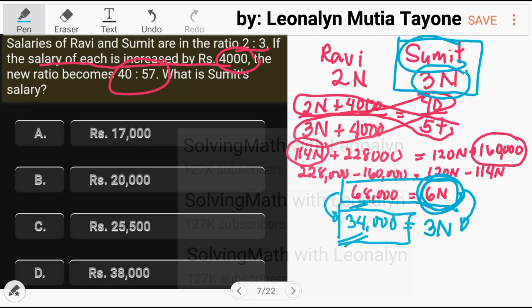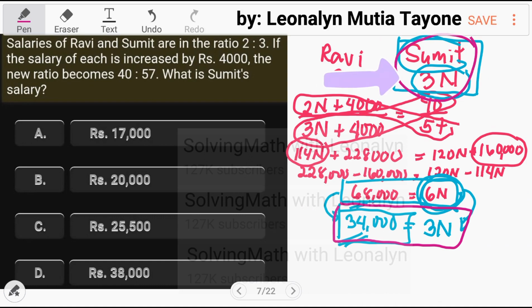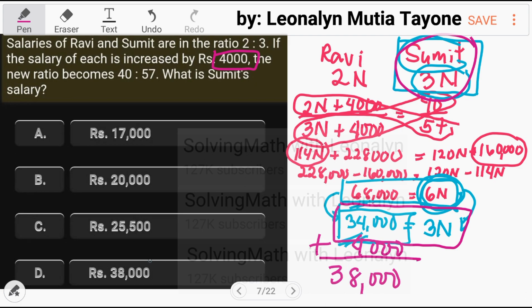Ang tanong kasi dito is, what is Sumit's salary? Ito yung original na salary niya. Nag-increase ng 4,000, so plus 4,000 itong 34,000, and that is equals to 38,000. So ito na yung sagot.